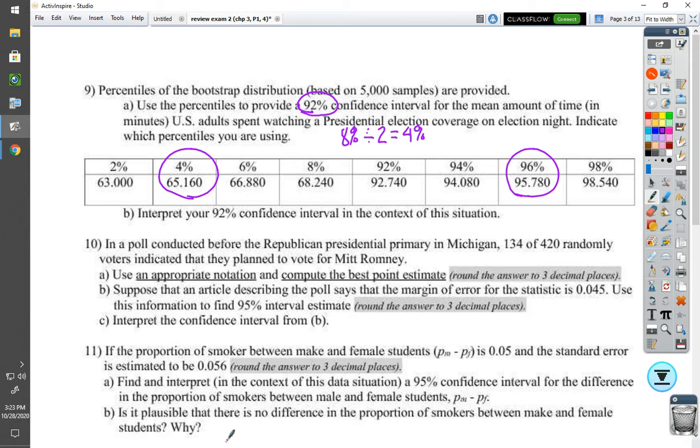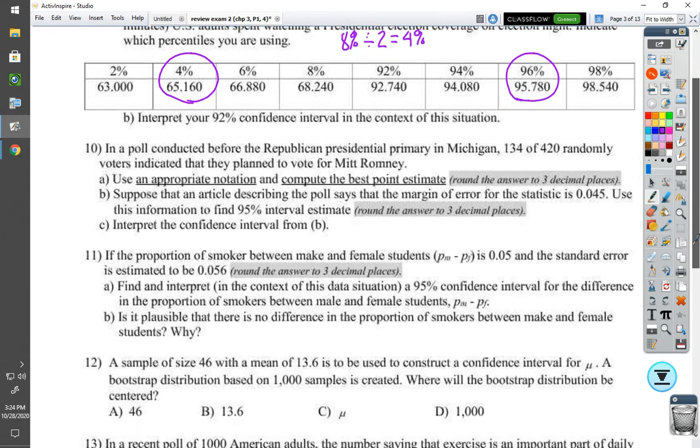Interpret the 92% confidence interval in the context of the situation. So now in the context of the situation, that means we actually have to use some words associated with it. I'm not going to type these, I'm going to read these. We are 92% confident that the true mean amount of time for all U.S. adults spent watching the presidential election on election night is between 65.160 to 95.780 minutes. Remember, the context of the situation is in the context of the problem, using the parameters that were given.